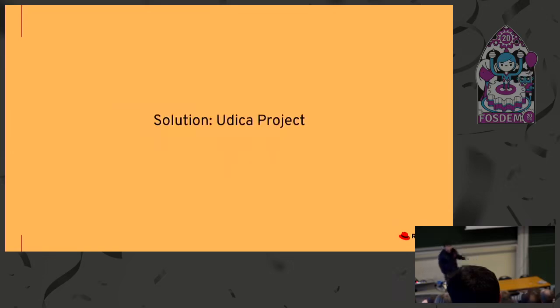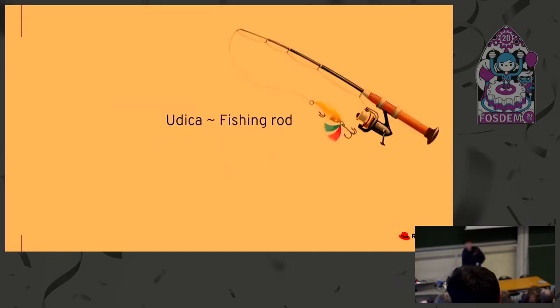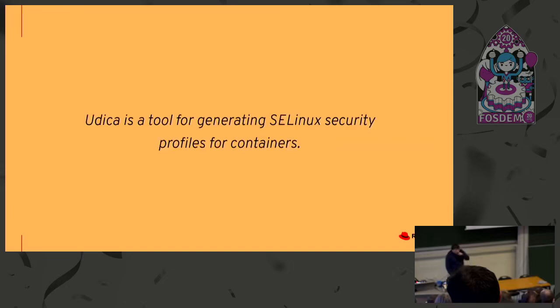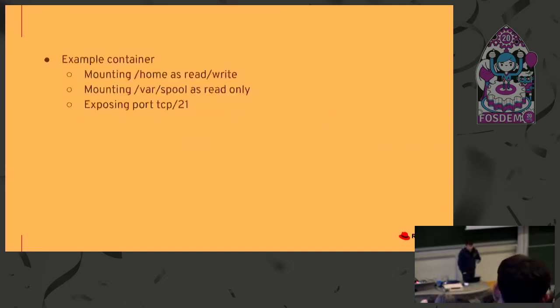So to solve all these issues, there is the Udica project. Actually, Udica means fishing rod in Slovak. And Udica is a tool for generating SELinux security profiles or policies for containers. So the best way to describe Udica is with the following example. Let's start a container mounting /home with read and write permissions. Let's mount /var/spool with read-only permissions, and let's expose port 2021.